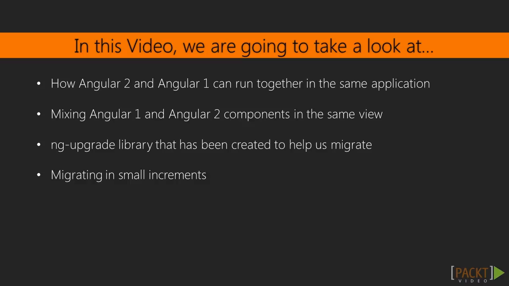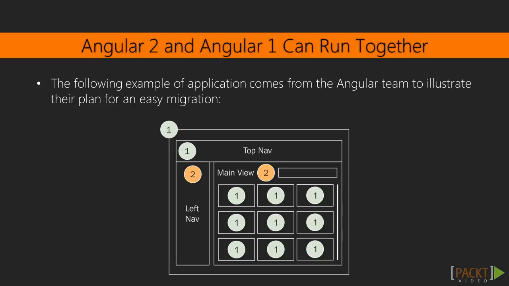In this video, you're going to learn about ng-upgrade, which is the Angular 2 library that is going to help us with the migration process. As a result, we can effectively migrate our Angular code in small increments. Angular 2 has been designed with migration in mind. As a matter of fact, Angular 2 and Angular 1 can run together in the same application, and you can basically mix Angular 2 components and services with Angular 1 code.